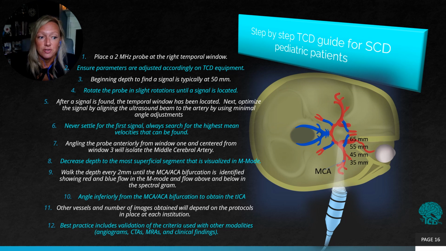You will angle anteriorly initially to isolate that middle cerebral artery. You will decrease your depth to the most superficial segment that is visualized in M mode, and you'll walk through that whole band that you'll see in the M mode to really know if there are any high mean velocities throughout the length of the vessel.